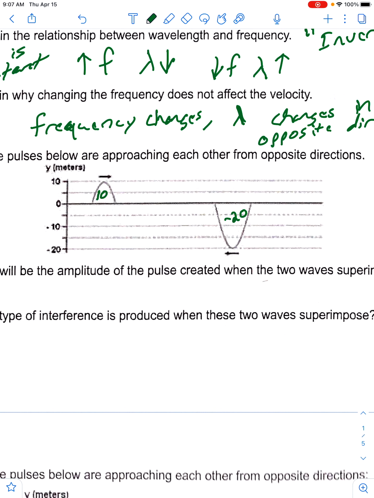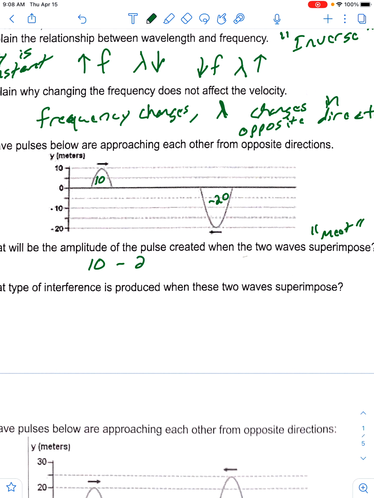It says, what will be the amplitude of the pulse created when the two waves superimpose? This is just a fancy word for meet. It just means what happens when they reach each other. Okay, what happens when they meet? If I have a positive 10 and a negative 20 hitting each other, I'm going to take this 10 and minus 20. So when they reach each other, I'm going to get a negative 10 meters for my amplitude. So whenever they hit, say they hit in the middle, my resulting amplitude will look like this.